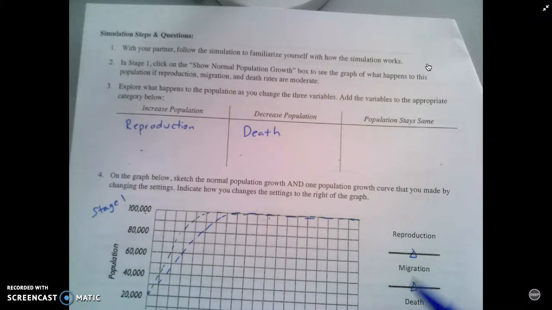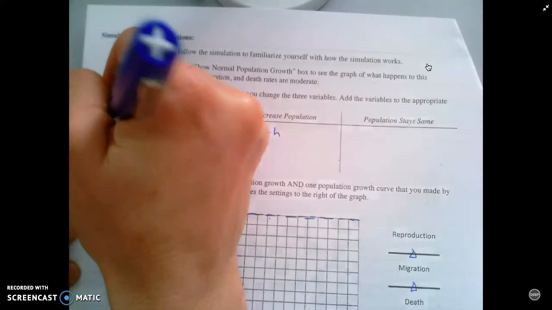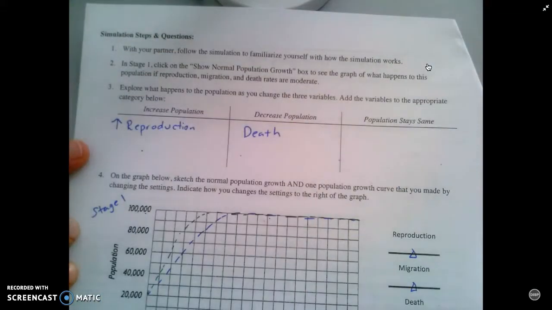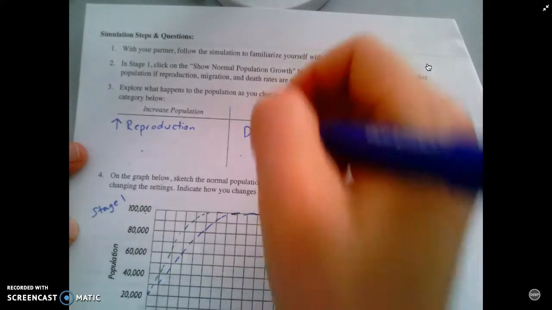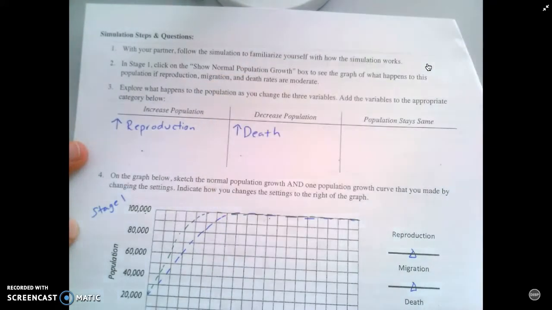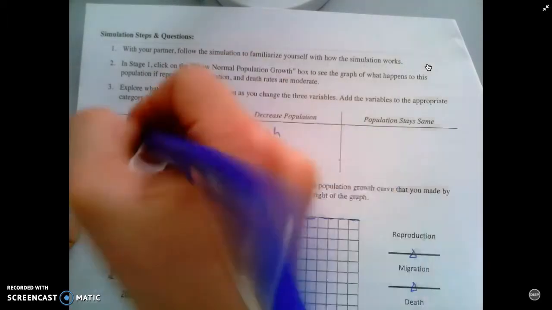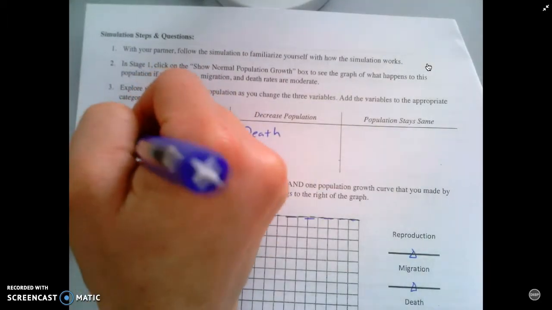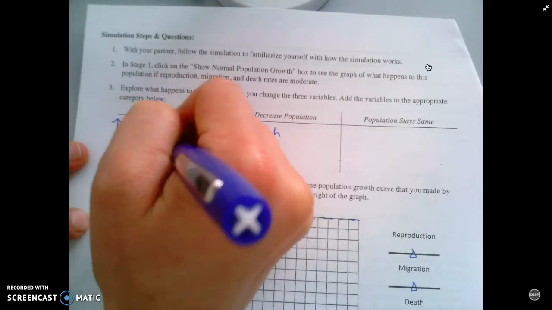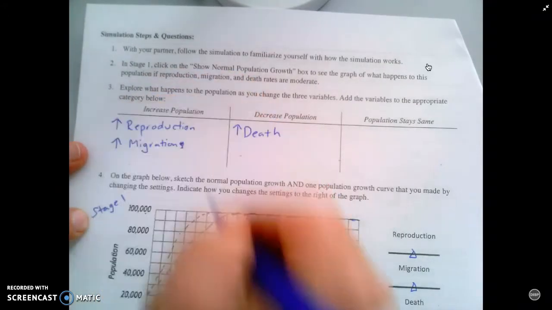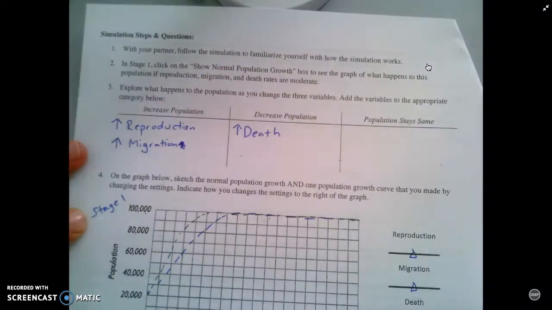For this, we're only given a couple factors: reproduction, migration, and death. If we change them one at a time, we should notice the following. Obviously, if the reproduction is higher, that's increasing the population. If death is high, that's going to decrease the population. And if you change migration all by itself, high migration means fish are moving into the area, so that's increasing our population as well.